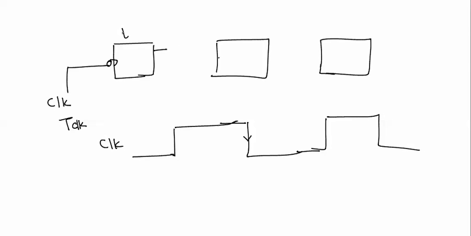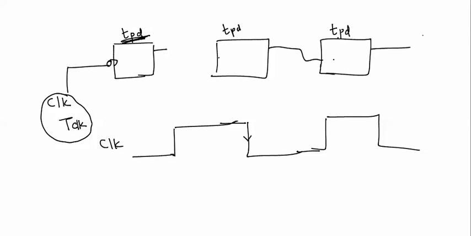If this flip-flop has a propagation delay of TPD, it means the clock will be applied to the next flip-flop only after the time TPD. So we will have to wait at least a time TPD before applying the next clock pulse. After TPD time, this flip-flop will be triggered. Again, this flip-flop will take at least TPD time to generate its output, and this output will be applied as a clock to the next flip-flop. Now, this flip-flop will again take TPD time to generate its final output.